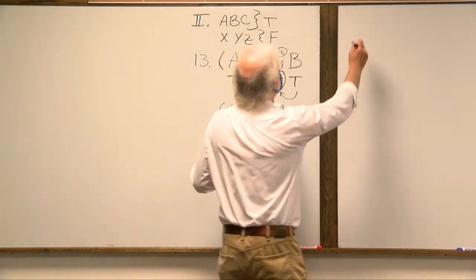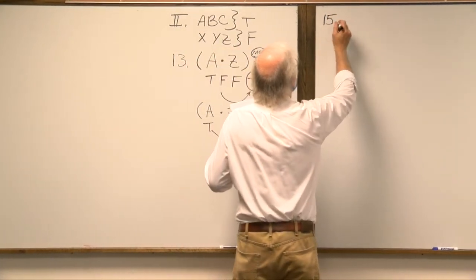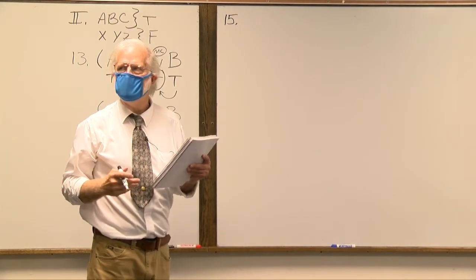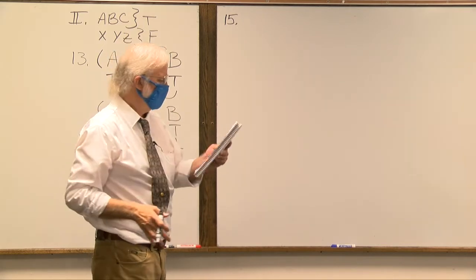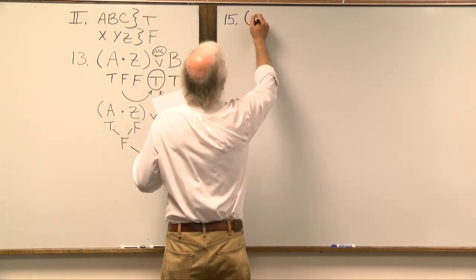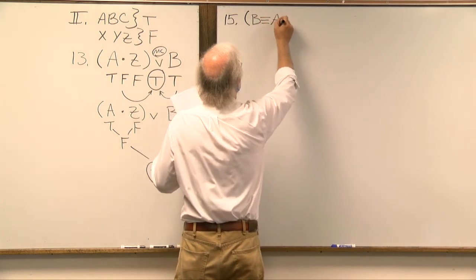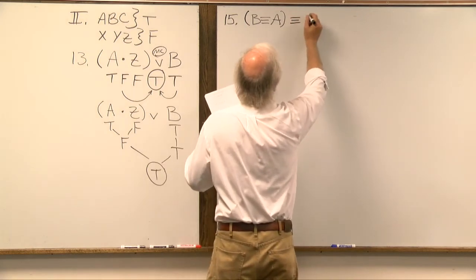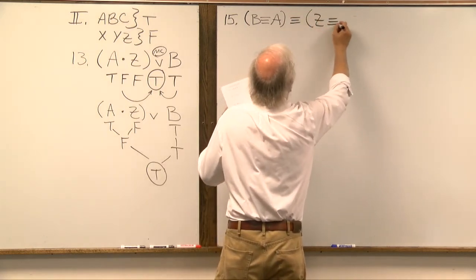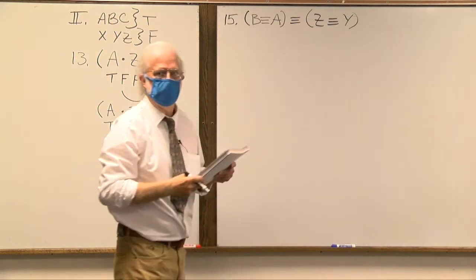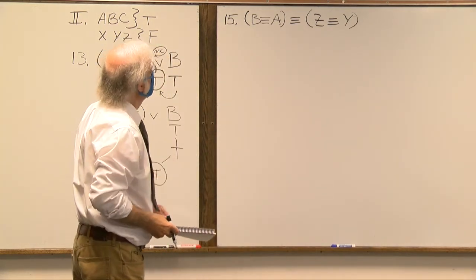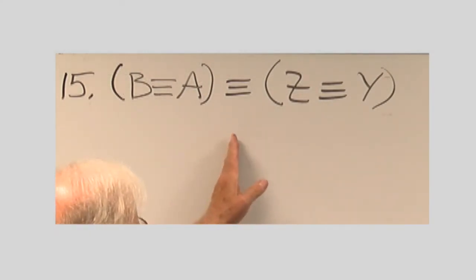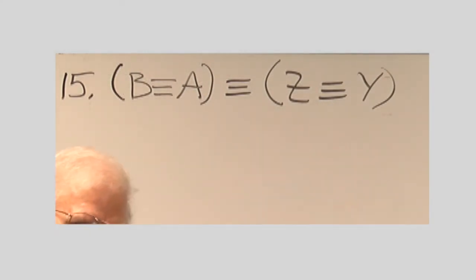Okay, looking at 15, that looks kind of funny, but some people, for whatever reason, may be intimidated by triple bars. So number 15 is designed to completely defuse any worry that you've got about triple bar and to show that it's really probably the most user-friendly out of all of the symbols. Here what we've got is B if and only if A is a necessary and sufficient condition for Z if and only if Y.